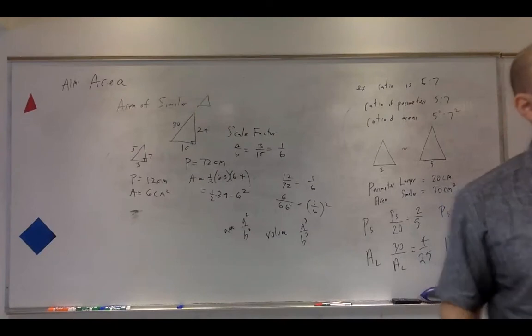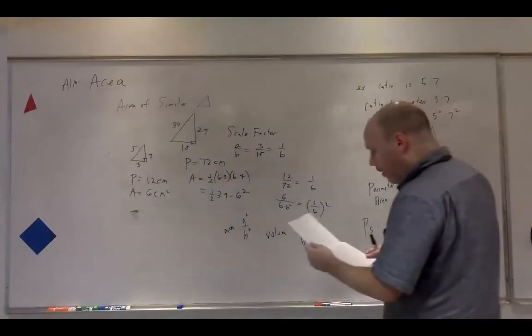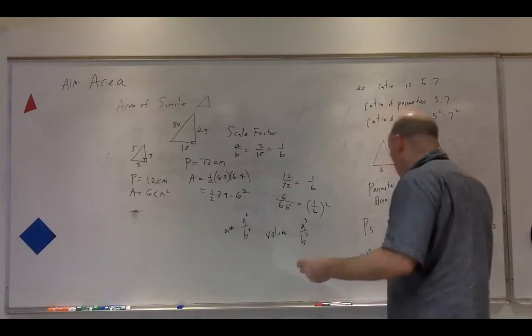Good. Last little unit before we're done. What is the area of a regular n-gon if the perimeter is known?